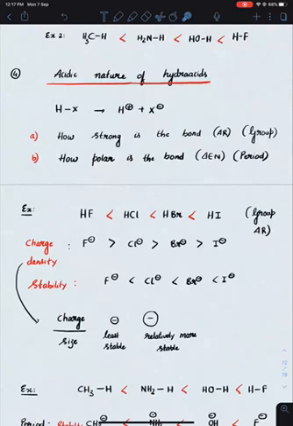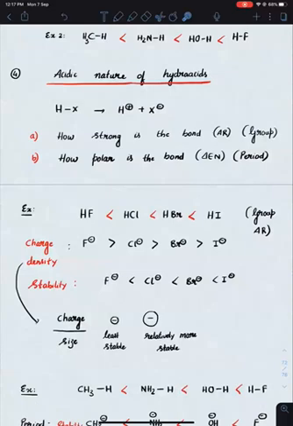Then we have seen the acidic nature of hydroacids. In case of hydroacids, again, if the central element belongs to the same group, you need to compare based on atomic radius, and if it belongs to the same period, you need to compare based on electronegativity. What is an acid? An acid is one which gives you H plus. So if they are asking you to compare the strength of different acids, you need to compare based on the number of H plus which it is furnishing.